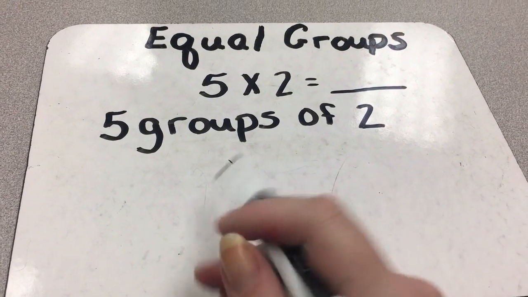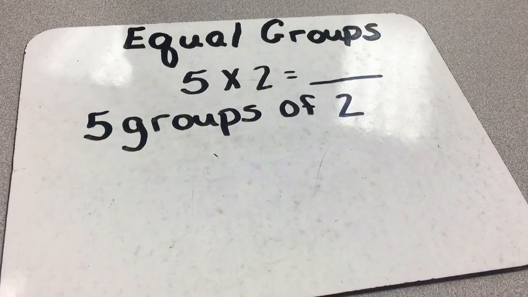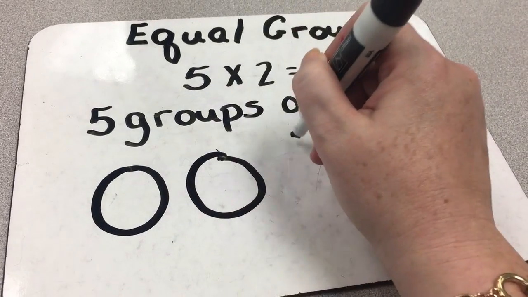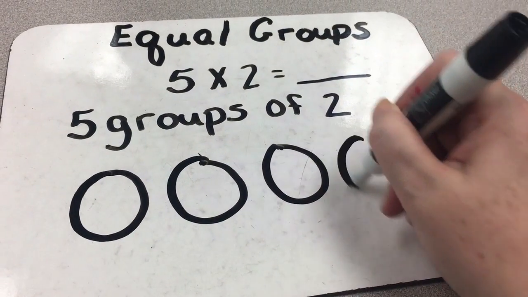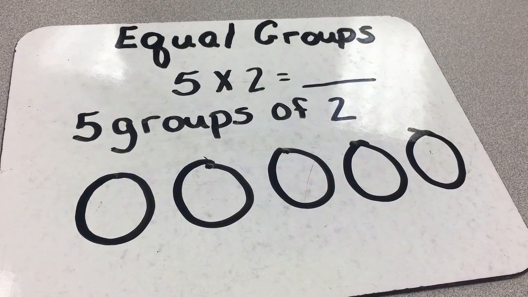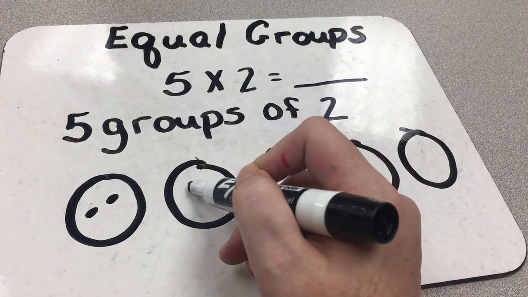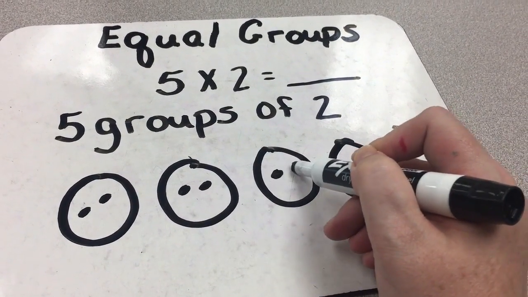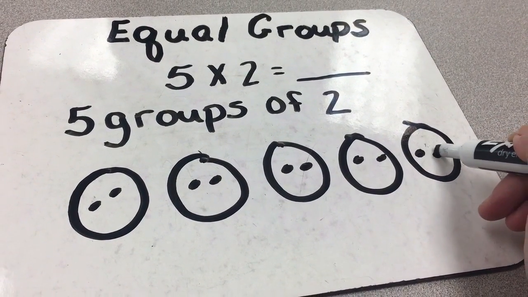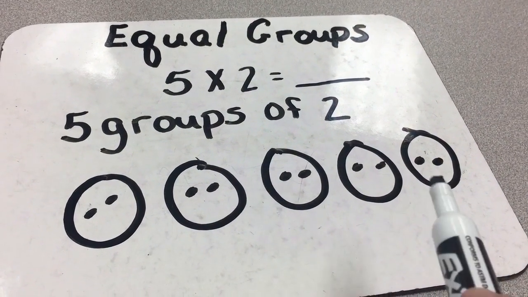All your student is going to do is draw the number of groups. So in this case, that would be 5. So they will draw 5 circles. 1, 2, 3, 4, 5. Then they're going to put the number in each group. So 2 in each group. So now I have 2 items in each group with 5 groups.